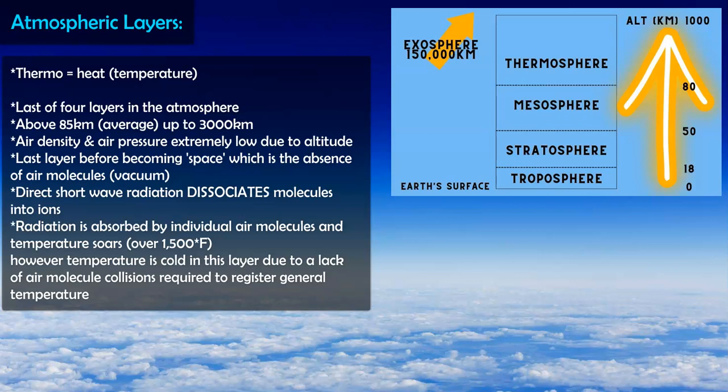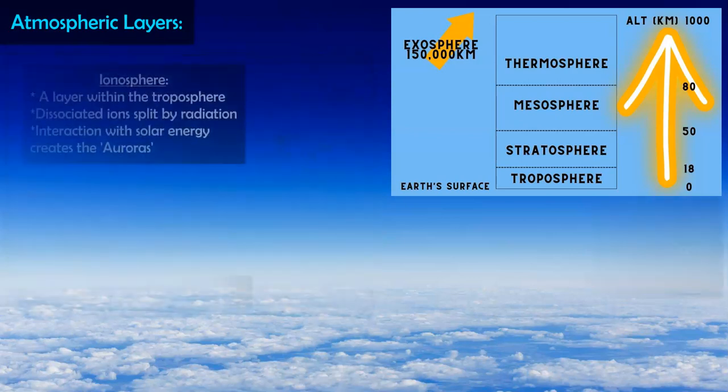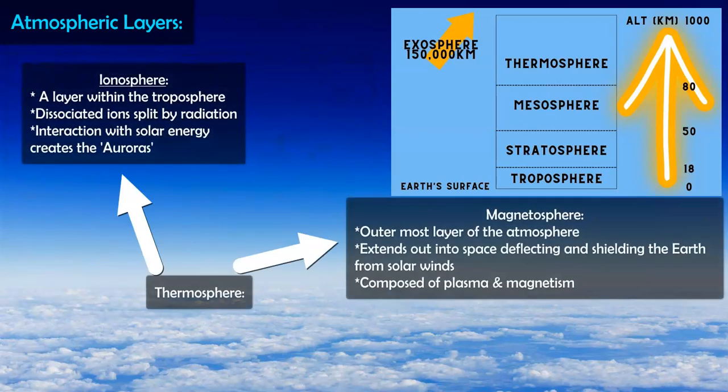So the thermosphere is called the thermosphere because the air molecules absorb the intense radiation from the sun and get really hot, but the temperature is cold because they can't knock or collide and create temperature, because they're so far apart because of the lack of gravity. Then in the thermosphere you also have the ionosphere, which creates the aurora borealis and aurora australis in the southern hemisphere, and also the magnetosphere, which is again the charged electrons and ions which deflect the solar winds from the sun.